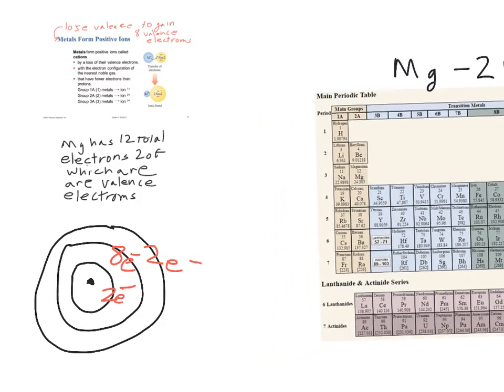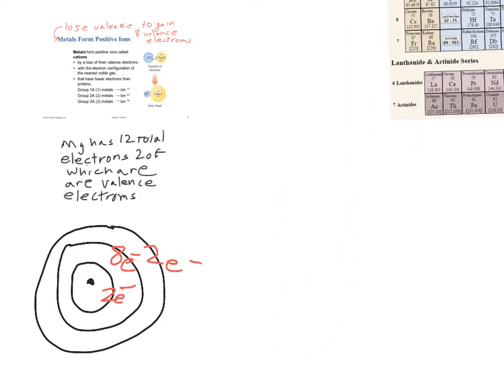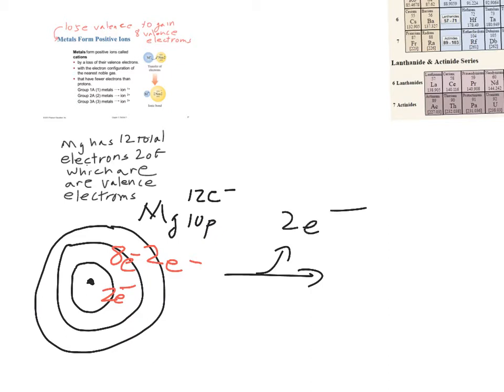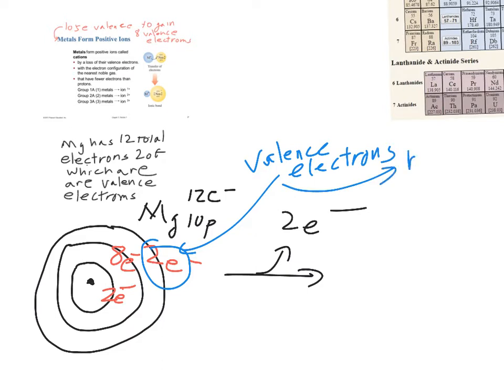So what magnesium chooses to do is, magnesium with 12 electrons and 12 protons chooses to lose 2 electrons. And the 2 electrons it's going to lose to obey the octet rule are going to be these valence electrons right here. It's 2 valence electrons. And they're going to go bye, bye, bye.